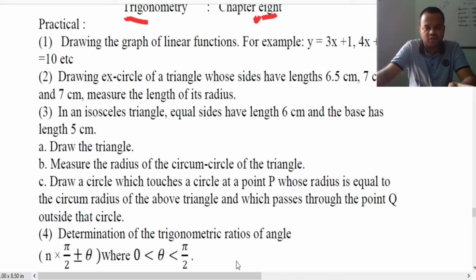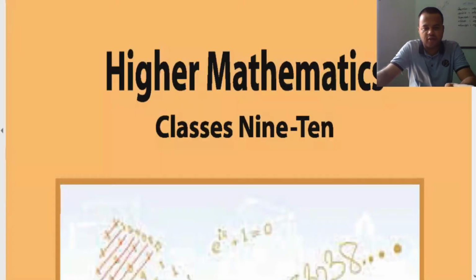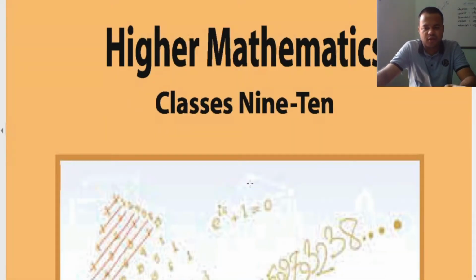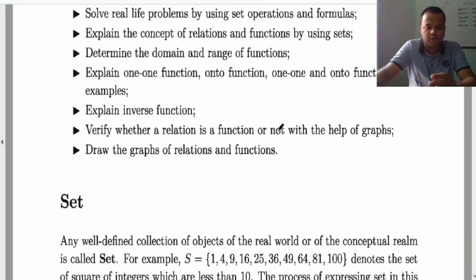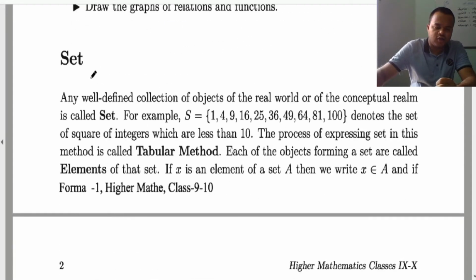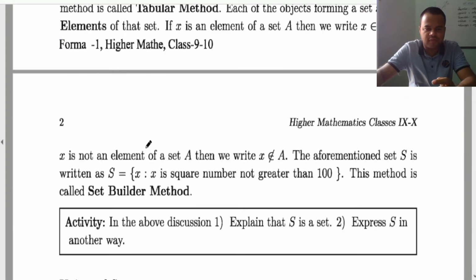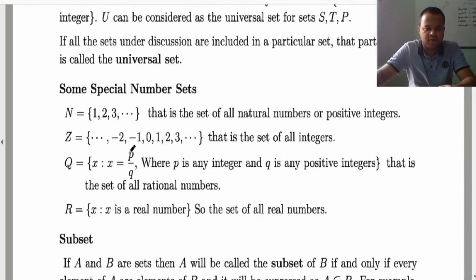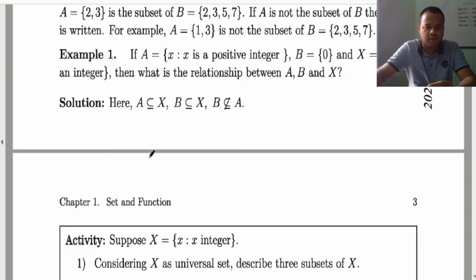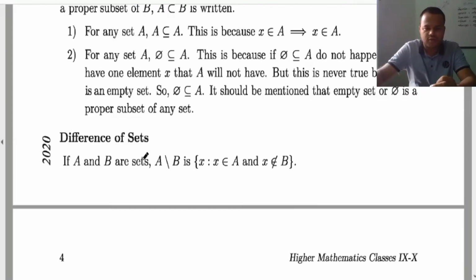Now let's go to the discussion, chapter by chapter. At first I will discuss chapter 1. The name of the chapter is Set and Function. In this chapter you have to learn about sets briefly. That is an important part, an important chapter in higher math. Here there are different types of sets, and you have to learn all of them.